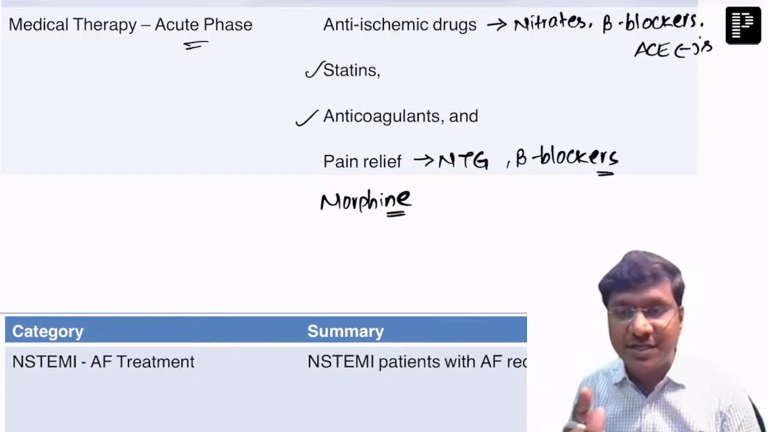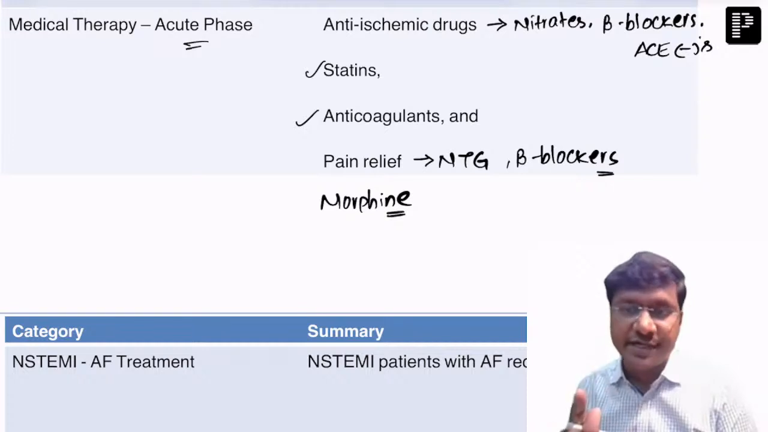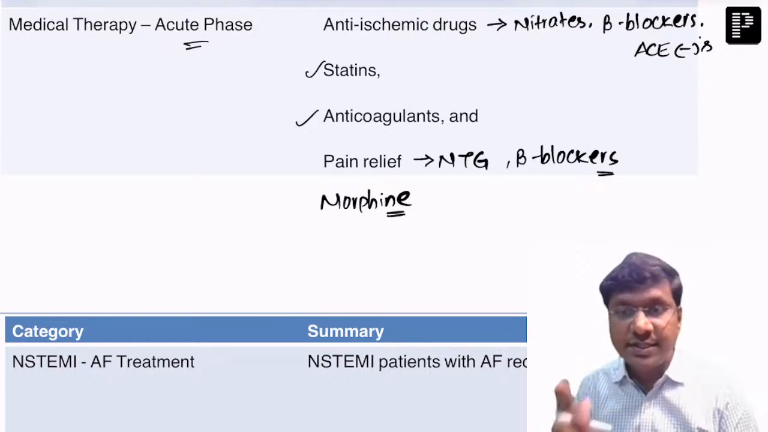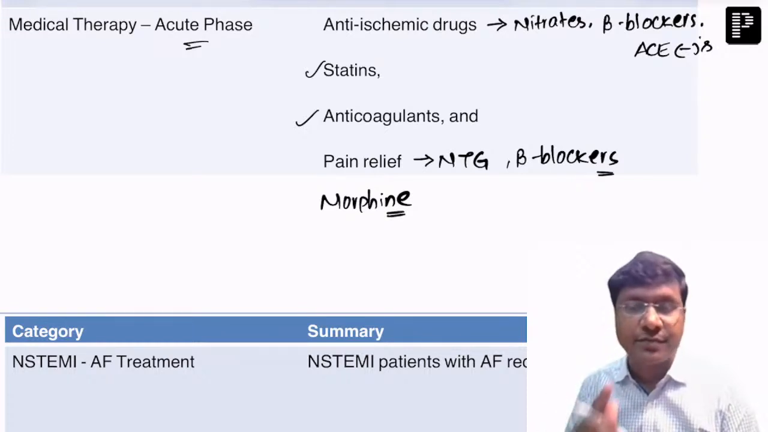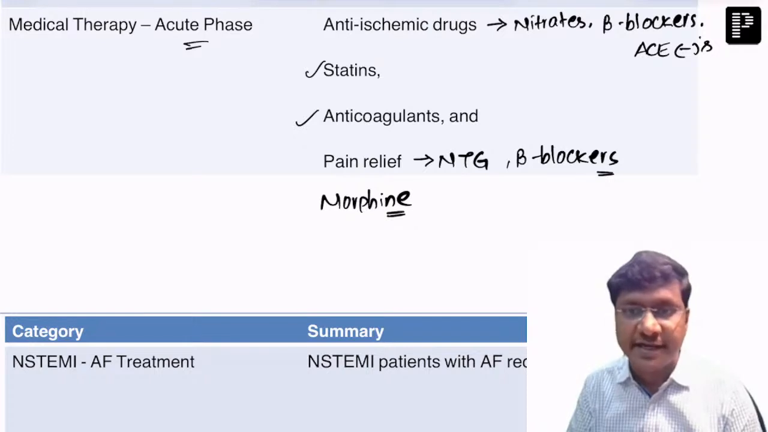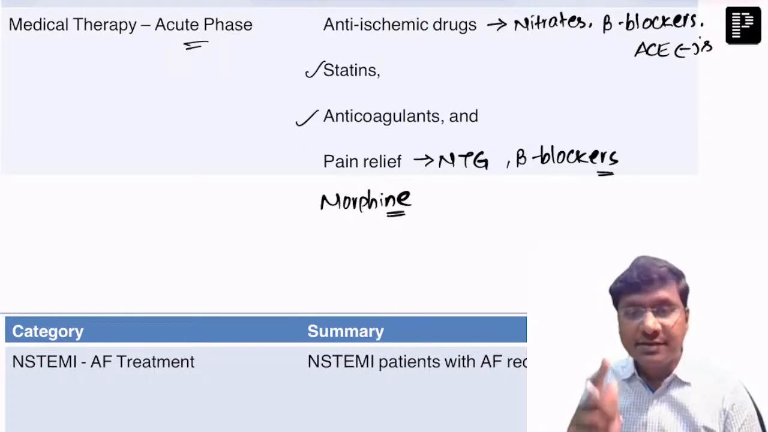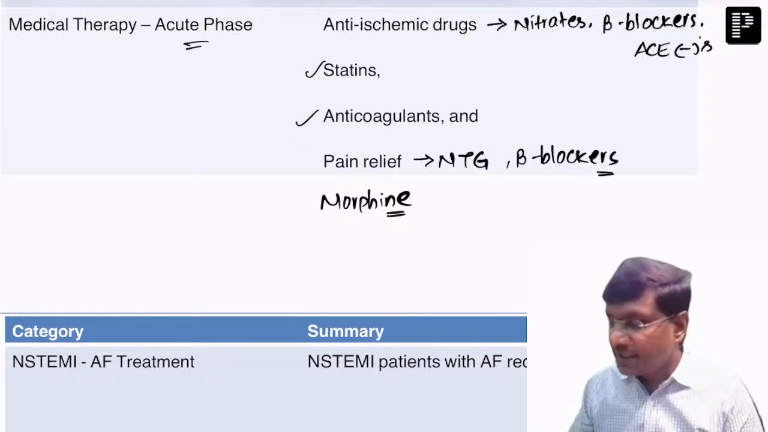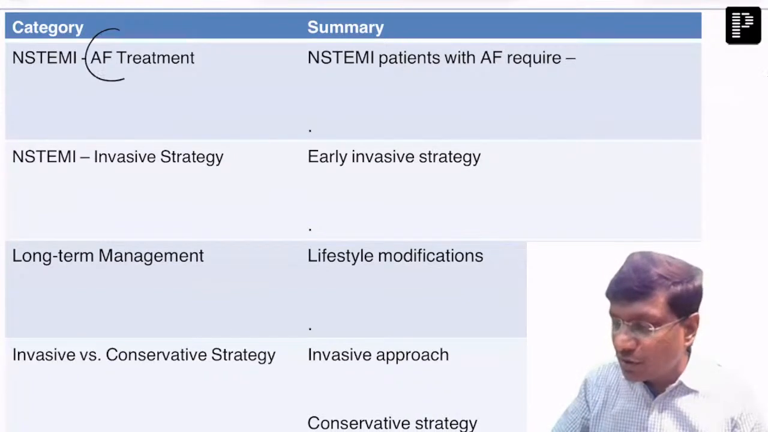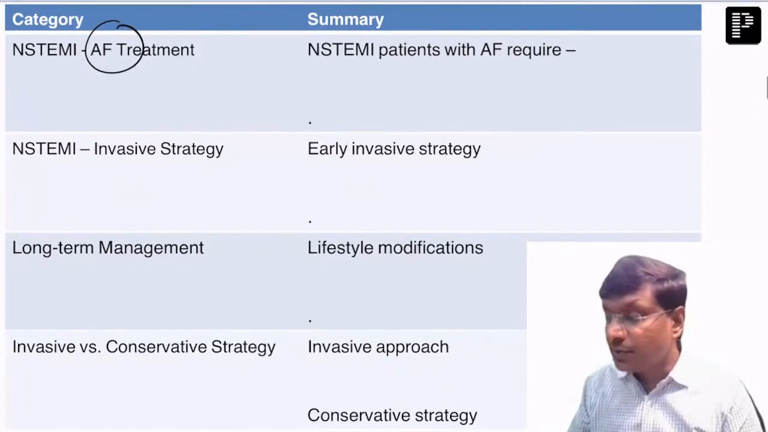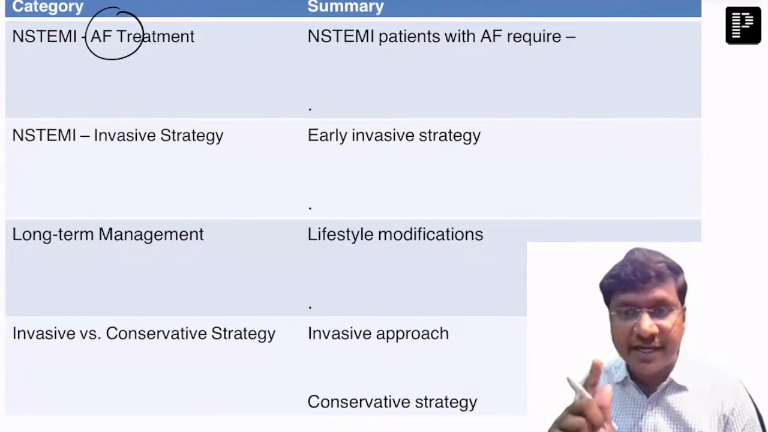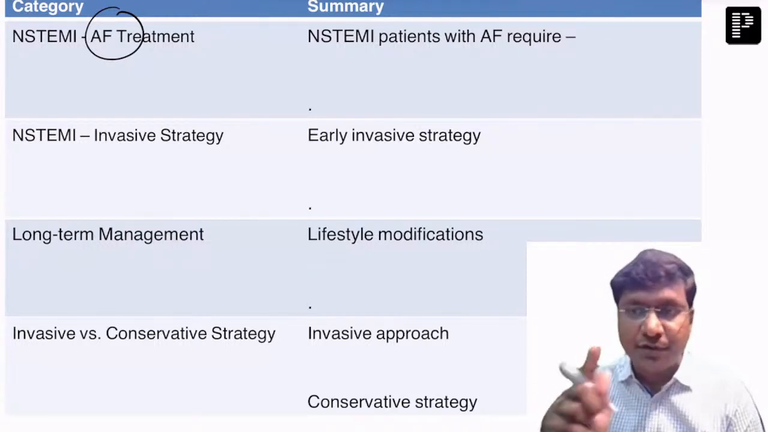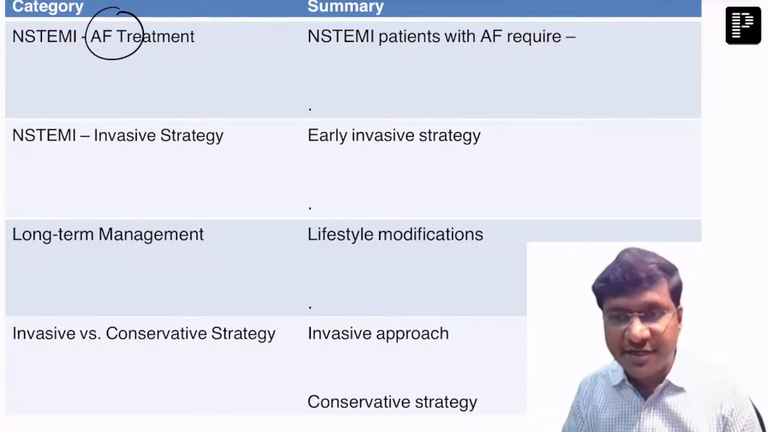So these are the treatment options in the acute phase. That is anti-ischemic drugs, nitrates, beta blockers and ACE inhibitors, statins, anticoagulants, and for pain relief we give importantly the nitrates. Now, these patients with NSTEMI are at high risk of developing atrial fibrillation. Now, if they develop atrial fibrillation in a clinical scenario of NSTEMI, what is the treatment that you need to give?